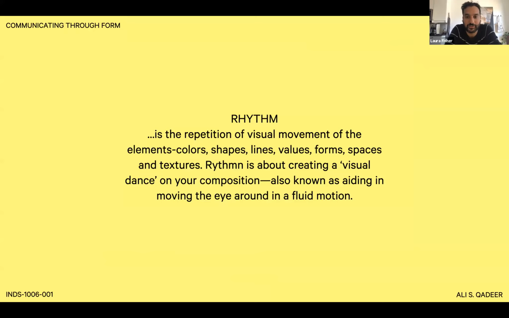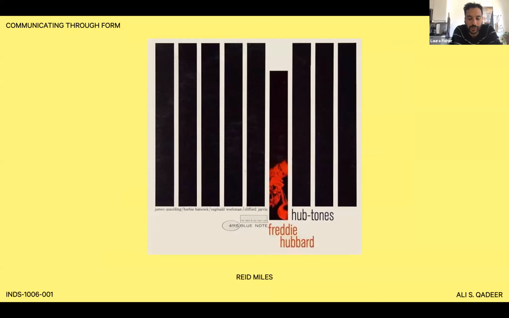Rhythm is the repetition of visual movement of the elements, colors, shapes, lines, values, forms, spaces, and textures. Rhythm is about creating a visual dance to your composition, also known as aiding and moving the eye around in a fluid motion. Reid Miles's album covers always operate to make the experience of rhythm and syncopation into something almost literal.